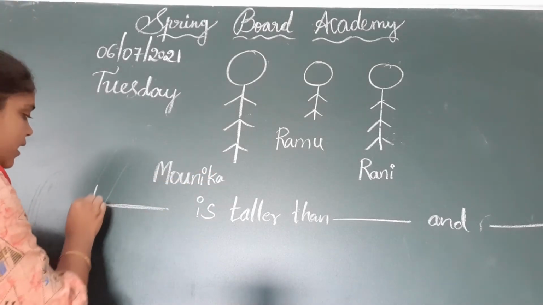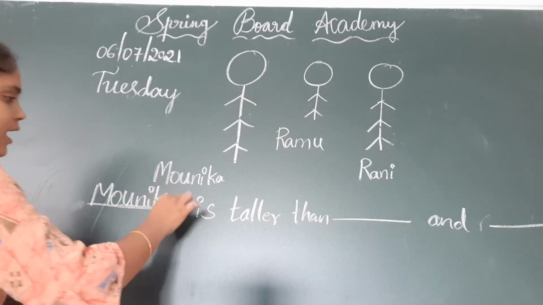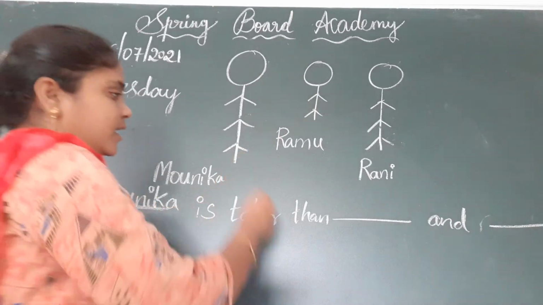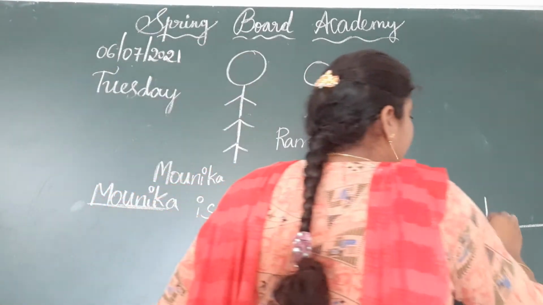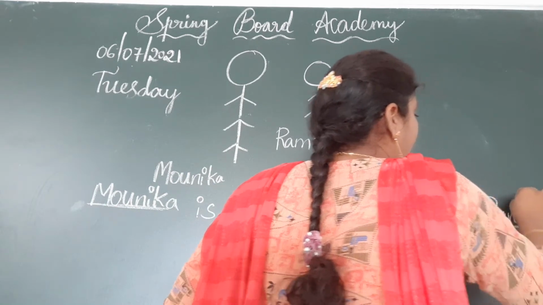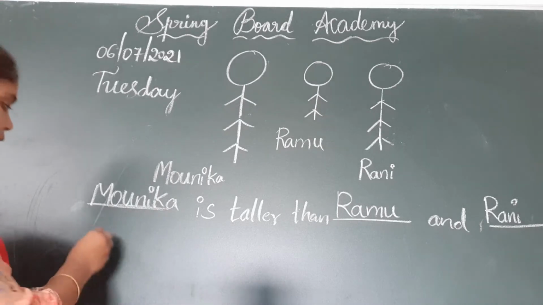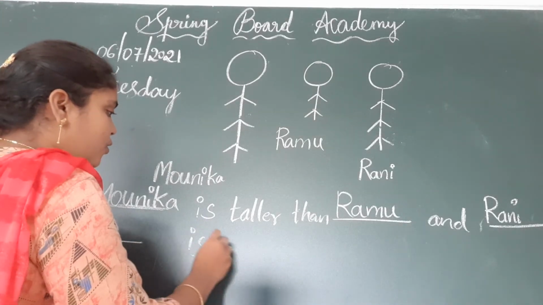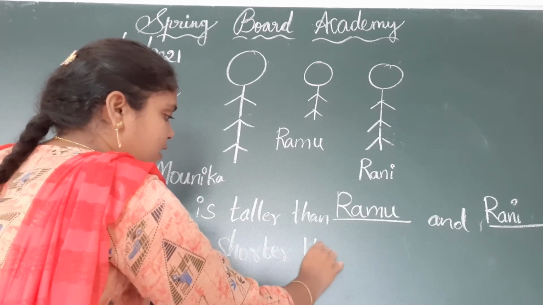Yes, Monica is taller, right? Monica is taller than the remaining Ramu and Rani. Okay, Monica is taller than Ramu and Rani. Next, who is shorter than? Okay, who is shorter than?